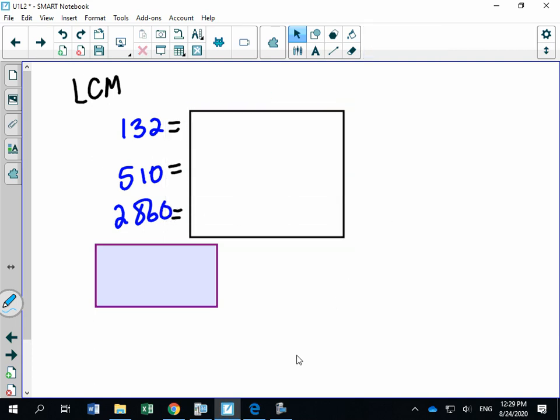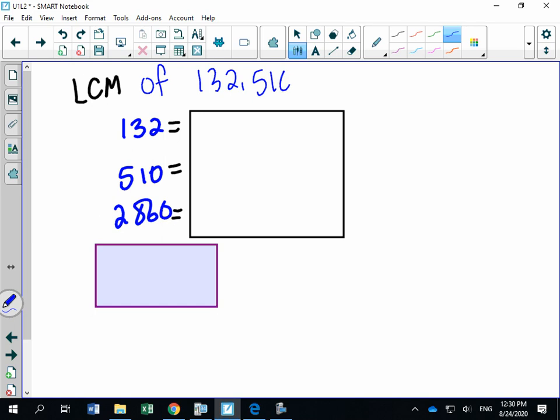Okay, so I want you to write down the lowest common multiple of 132, 510, and 2860. I'm going to give you 3 numbers on your quiz, and it's going to be very similar, like big numbers like this. On your quiz, you are going to have to break it down by the prime factorization, like make the factor trees. You guys can pause it and do that.